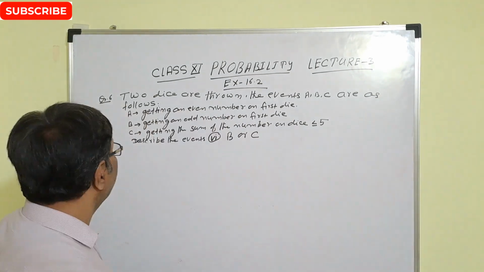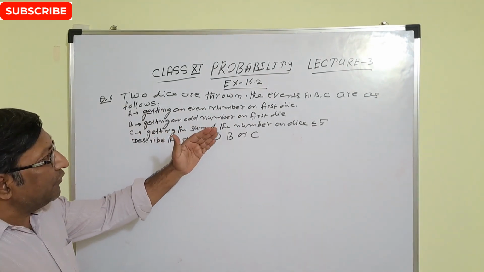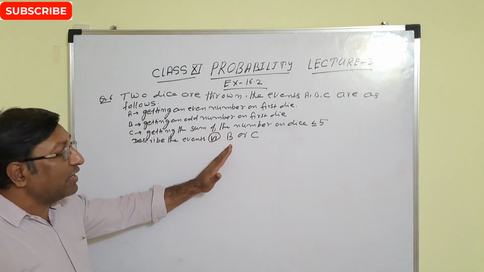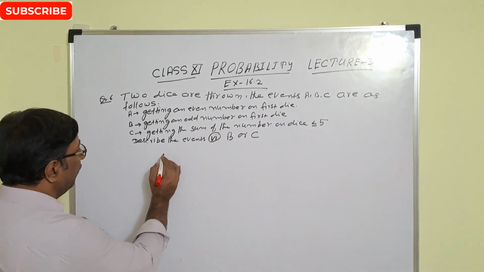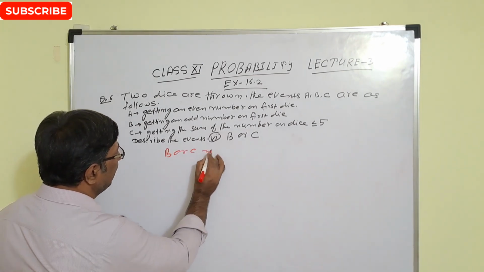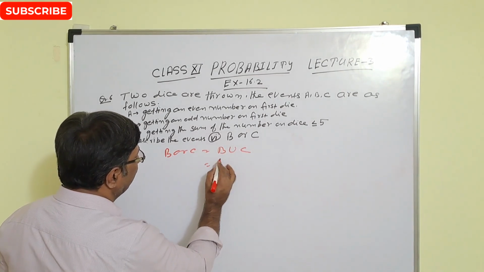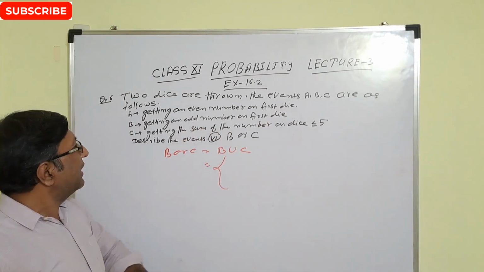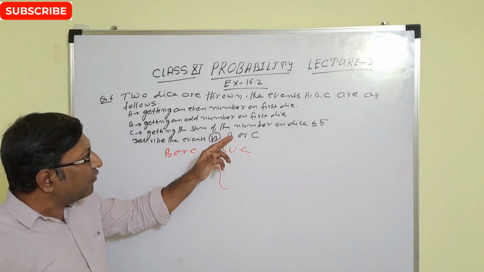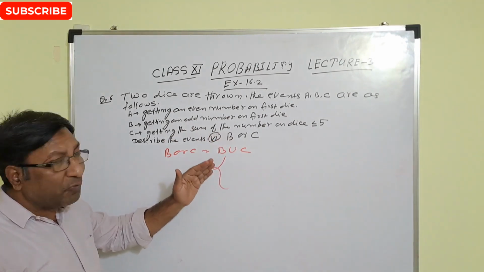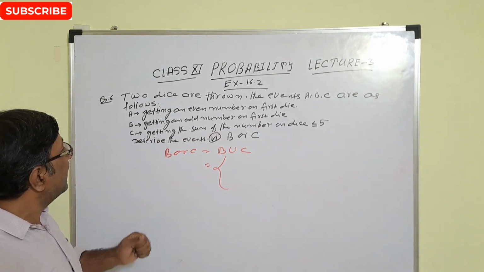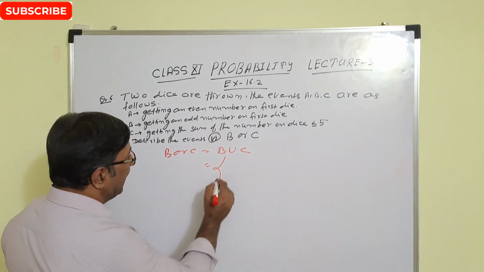Let us see the question. Two dice are thrown. The events A, B, C are as follows. We have to describe the event B or C. So you know B or C equals B union C. So what is B? Getting an odd number on the first die. And what is C? Getting the sum of numbers on the dice at most 5. So we have to find the union, that means total of B and total of C. So getting an odd number on the first die means what?